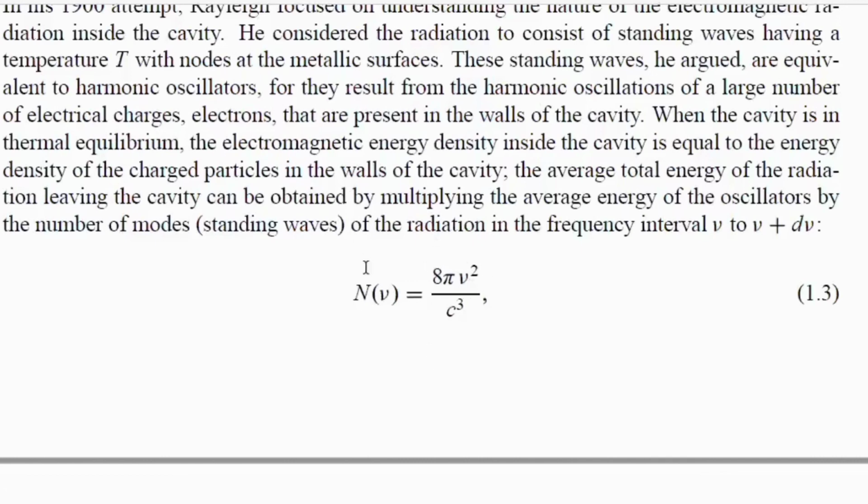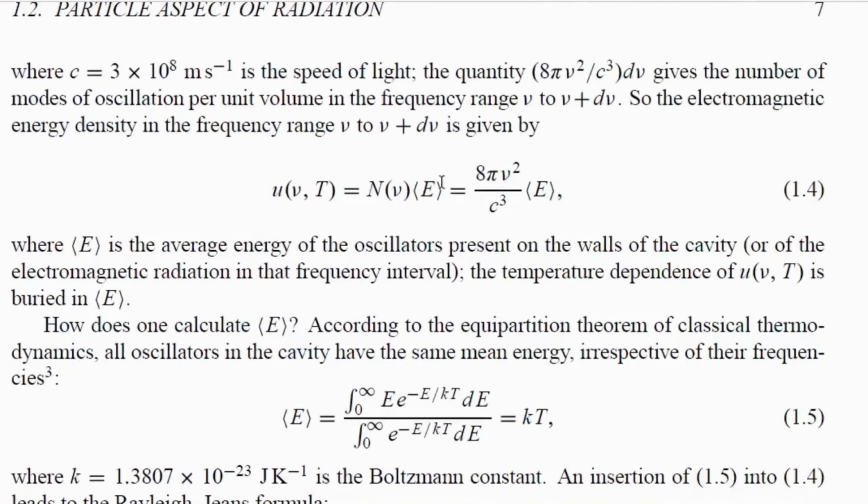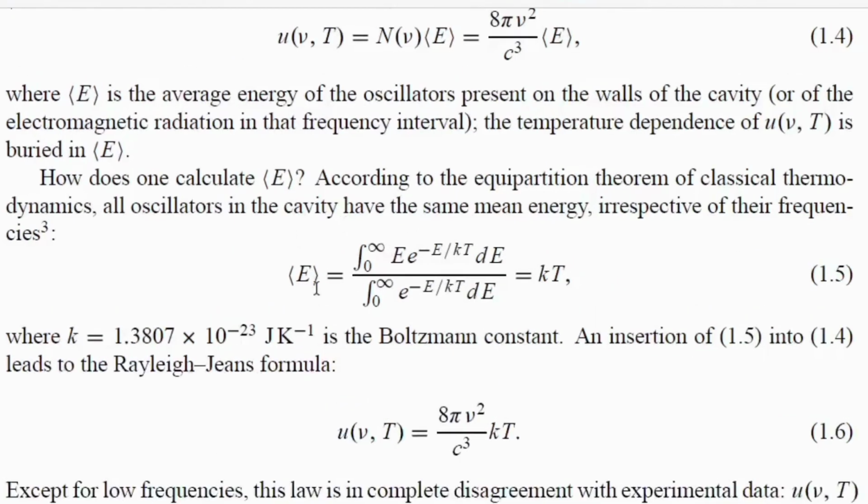This is the number of waves depending on the frequency, and they thought that the energy density is the product of the number of modes of the standing waves inside that black body radiation and the average energy of each mode. So the number of modes is 8 pi nu squared over c cubed, times the average energy, and the average energy they calculated from the Maxwell-Boltzmann distribution. This is the integral of E times e raised to the power minus E over kT dE, over the integral of e raised to the power minus E over kT dE. And if you solve this integral, the answer will be kT. It means the average energy per mode will be kT.